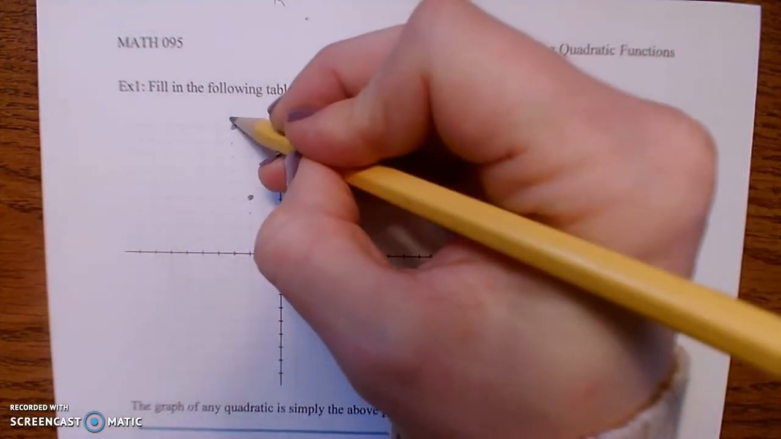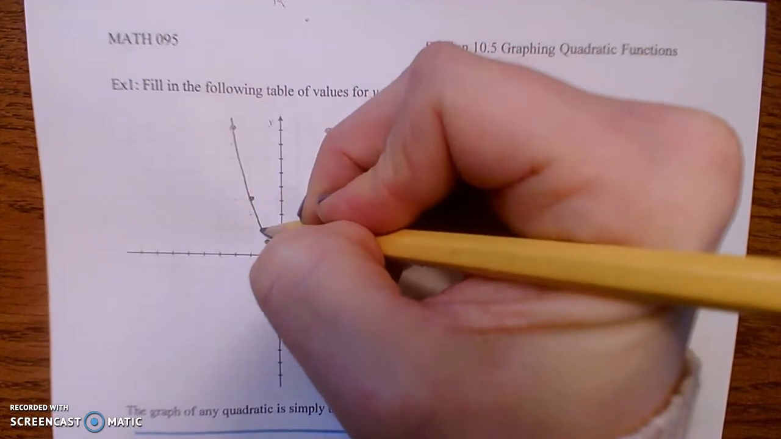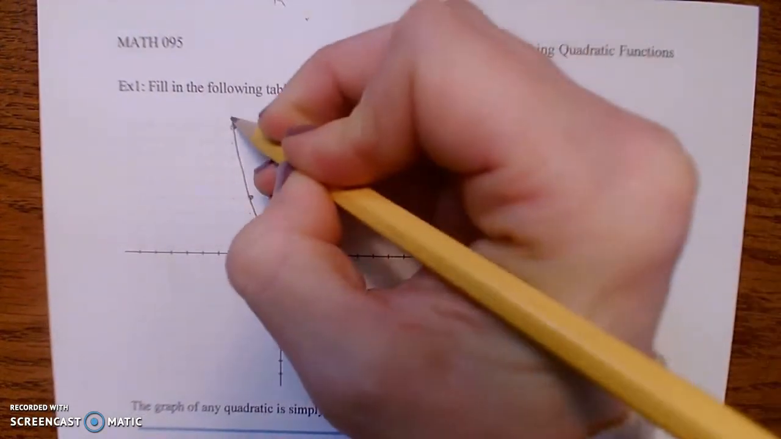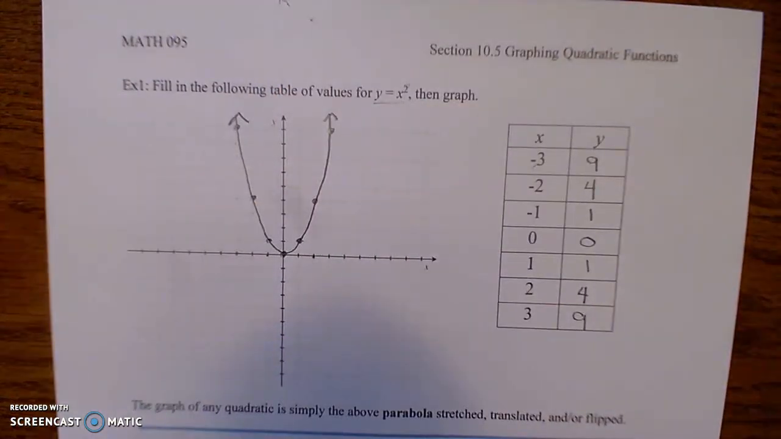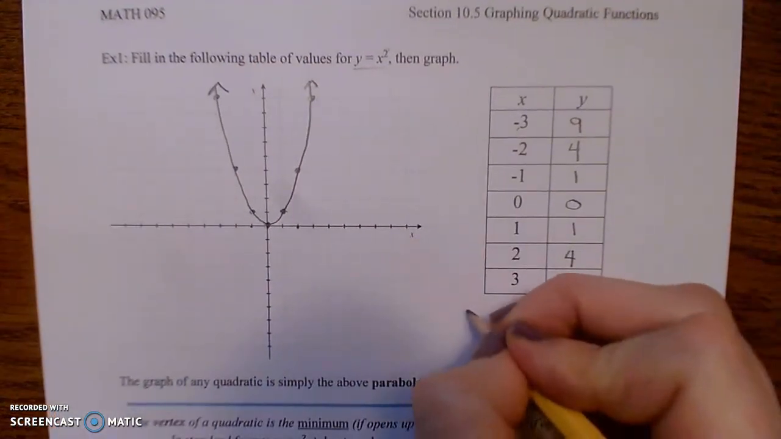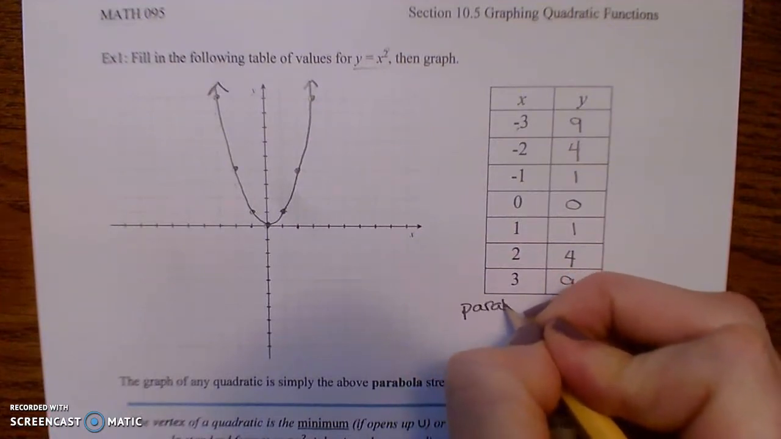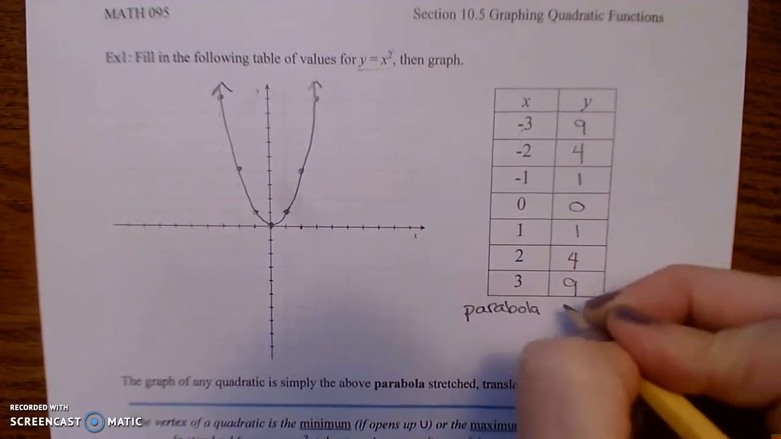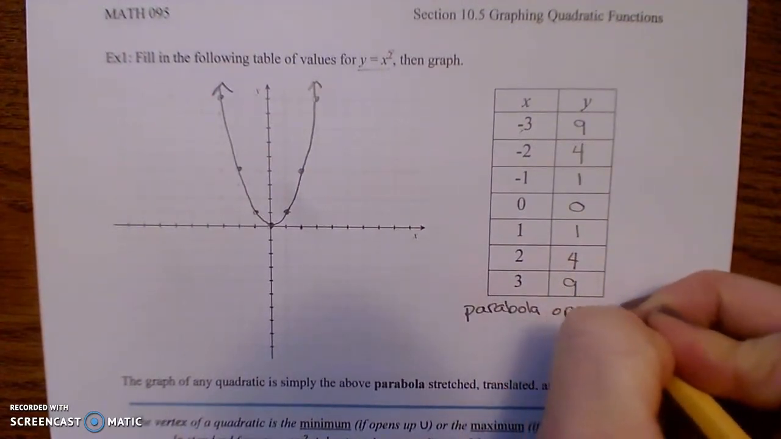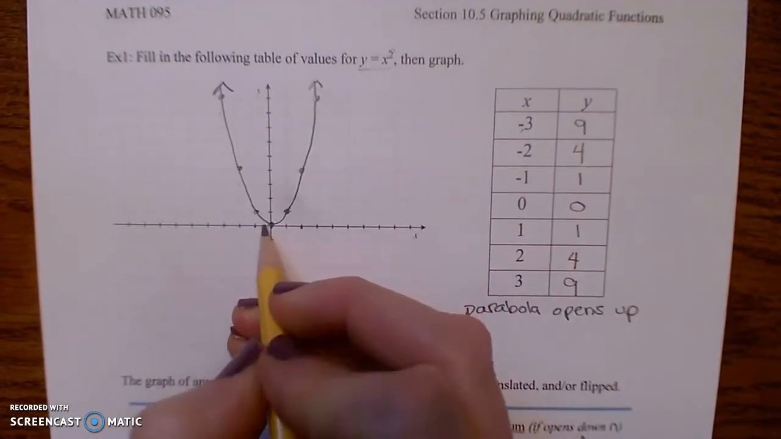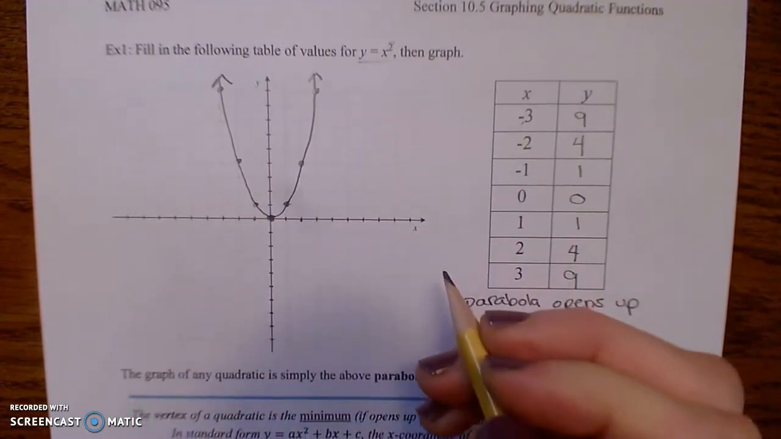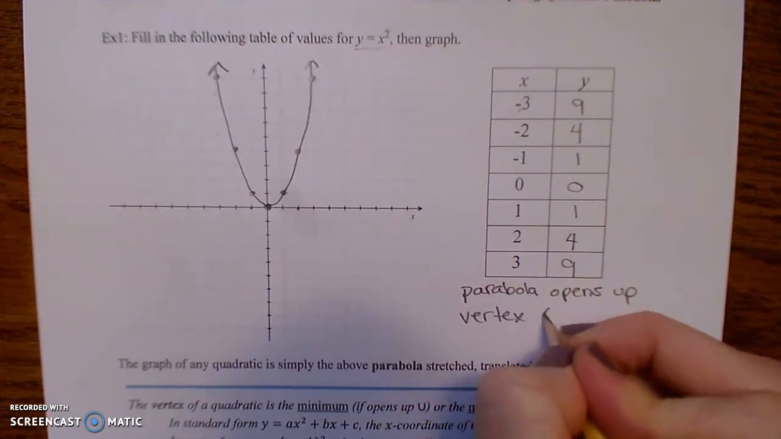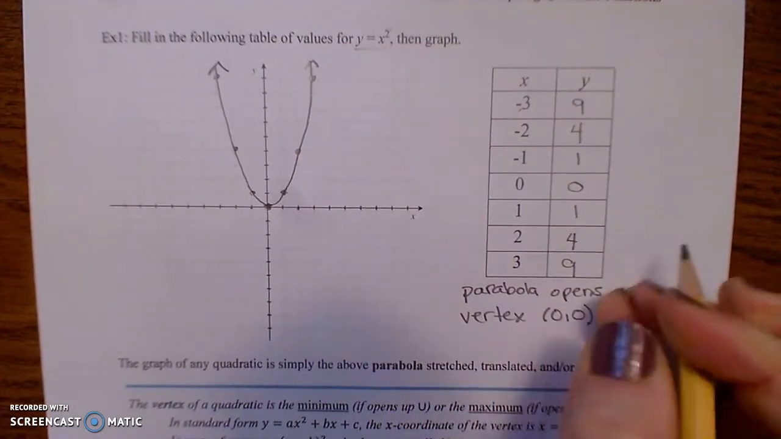All right, if we connect these points by a nice smooth curve, the shape that we get is a parabola. Notice that this parabola opens up. It's this U shape. This point right here, which is the minimum point on the parabola, is called the vertex. So the vertex is at 0, 0.